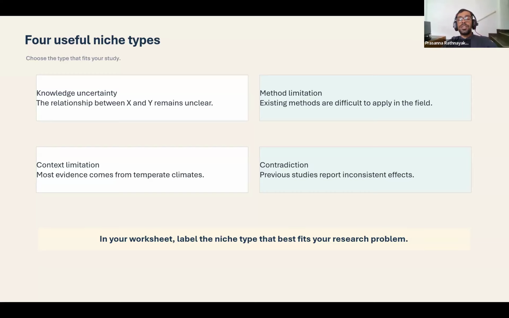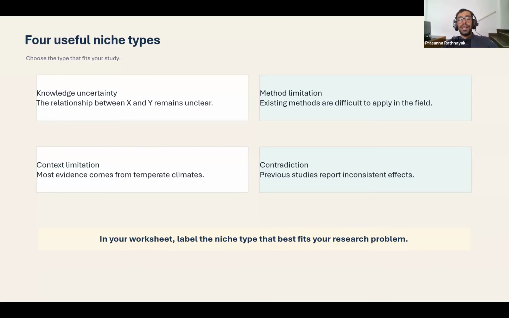Now, let me have your attention to your worksheet. Choose the type that best describes your study. Is it a knowledge uncertainty? Is it a method limitation? Is it a context limitation? Or is it a contradiction? Do not worry if your study combines two types. It may be combining all four types, right?